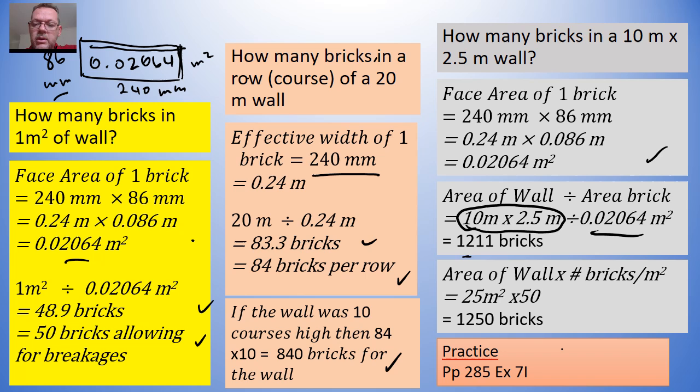Now, to reflect on that, we could also say the area of the wall is 10 times 2.5, which is 25 meters squared, and multiply it by 50 bricks per square meter, and that's 1,250 bricks. So that's around about the same number, which is good.